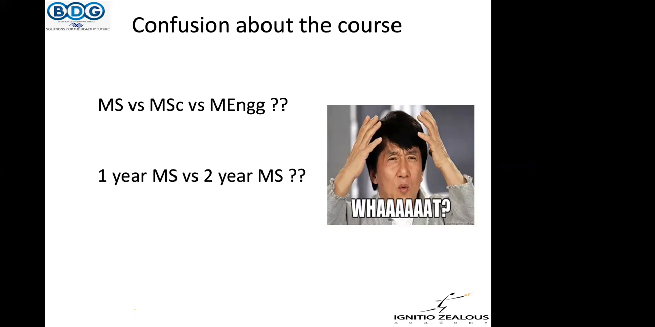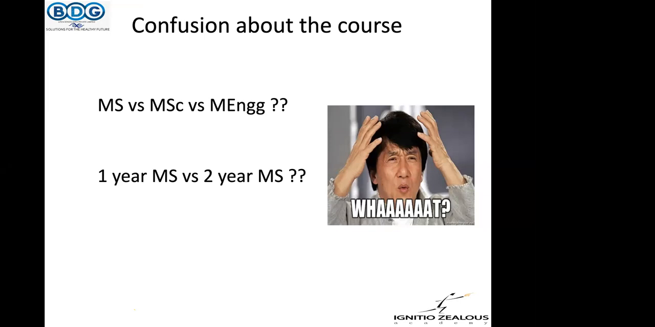Because whenever we hear that a friend of mine is doing MS abroad, we feel that MS is something really good. And MSc is something like a second degree or third degree. So first of all, there is no difference between MS and MSc. MS stands for Master of Science. And MSc also stands for Master of Science. It's that letter C which is creating a lot of confusion.